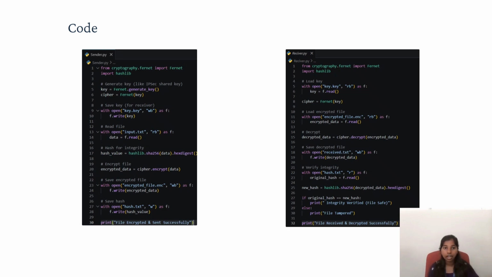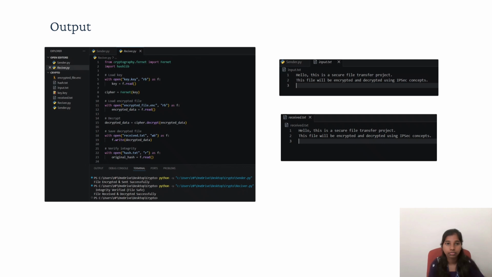The encrypted data, along with the hash value, is sent through the network. At the receiver side, the encrypted data is converted back into its original form using decryption. Then a new hash value is generated and compared with the original one. If both values are the same, it confirms that the data has not been altered during transmission.